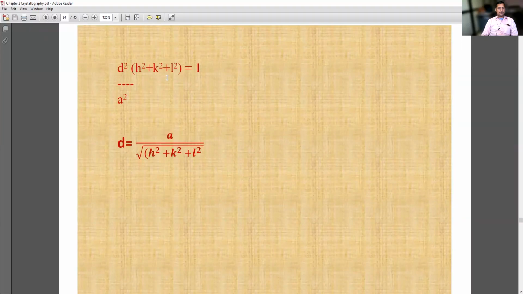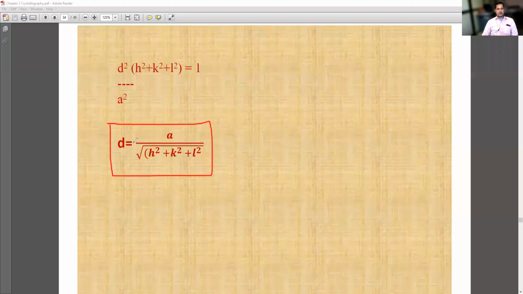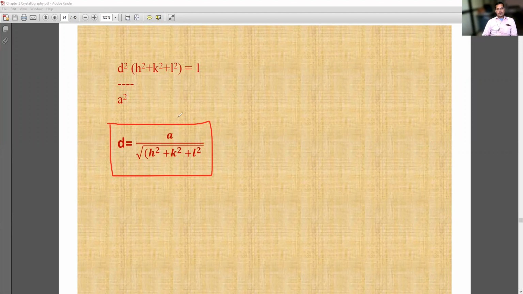In bracket h square plus k square plus l square, and after adjusting we got the final value for d in terms of Miller indices and lattice constant, that is small d is equal to a divided by square root of h square plus k square plus l square. So when we solve the numericals, then you can understand this in a better manner, how we are considering the Miller planes. Okay, so here we have completed these two terms.